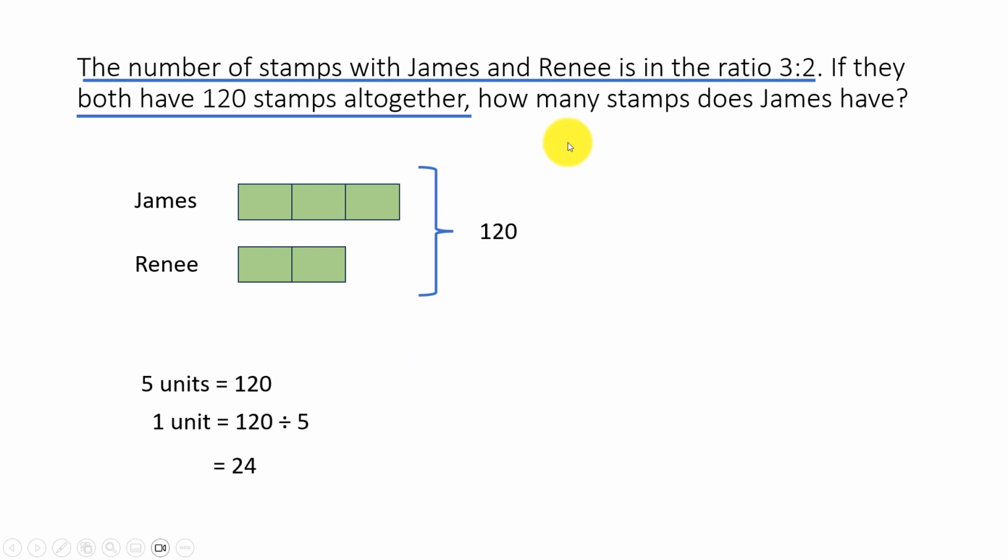Now with that, the question is, how many stamps does James have? If you look at the diagram, we can see that James has 3 units and we know that each unit represents 24 stamps. So James would have 3 times 24, which is 72 stamps. So the answer is James has 72 stamps.